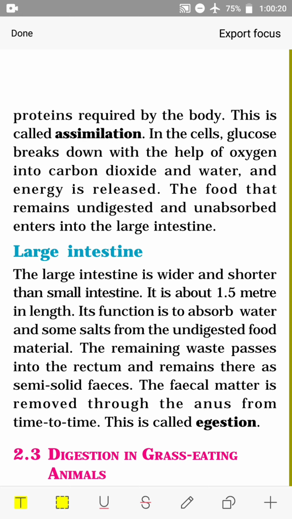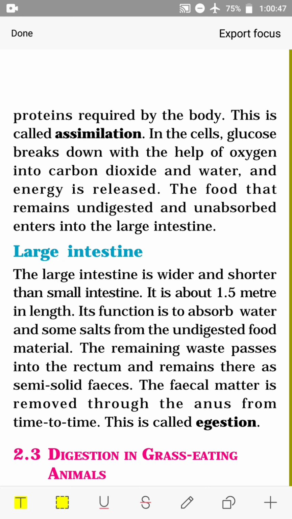In the cells, glucose breaks down with the help of oxygen into carbon dioxide and water, and energy is released. After assimilation, cells can utilize this food to get energy. The release of energy from the food is called respiration. That is another process.